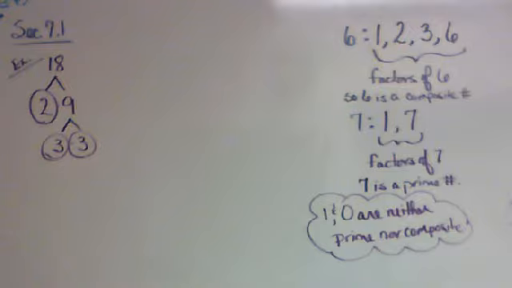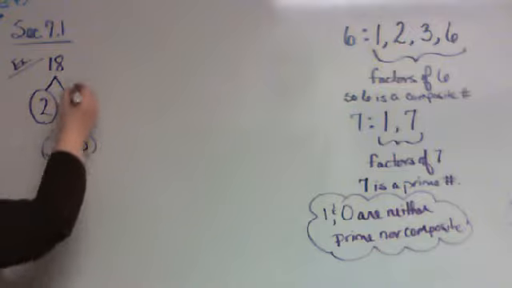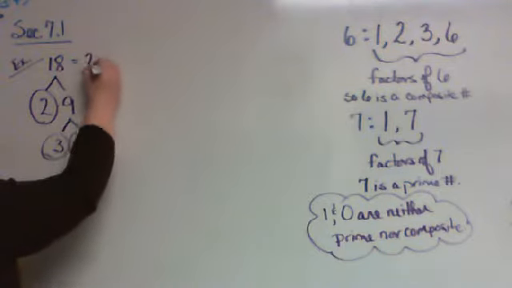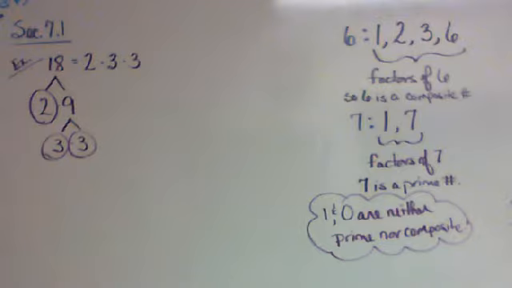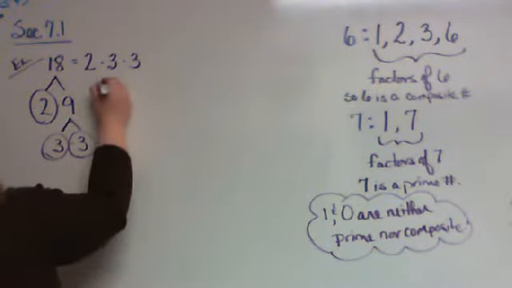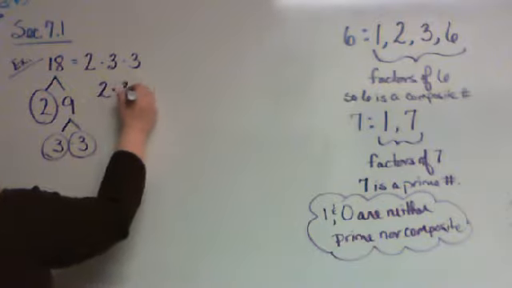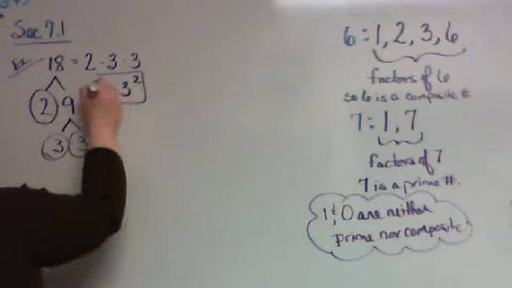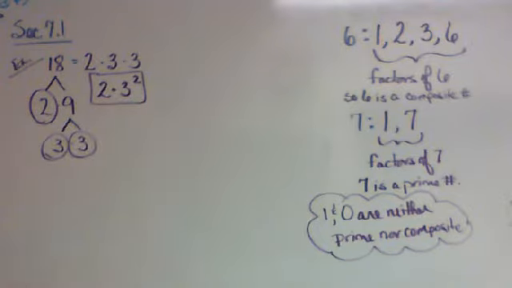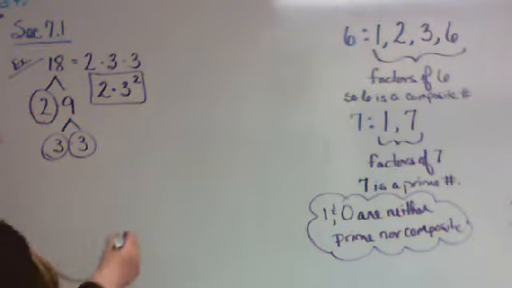So now I have prime numbers here for 18. And since I have circles on all of my bottom numbers, that means that I'm done and I can go ahead and write my prime factorization. So it's 2 times 3 times 3. But because we're not in elementary school, we have to write it in exponential notation. So now it's 2 times 3 squared, because there are 2 3's. Simple enough. One for you to try.